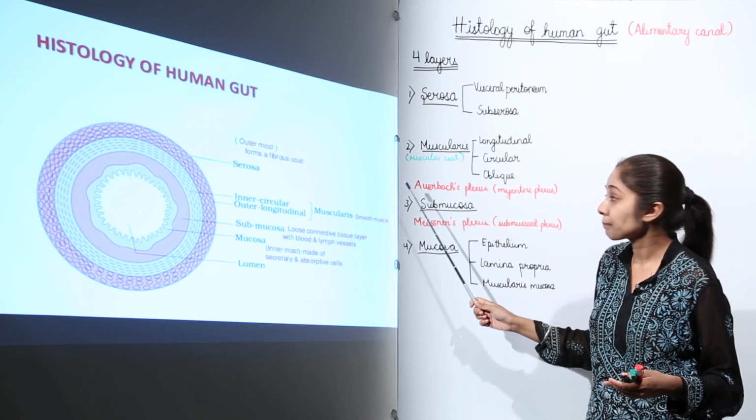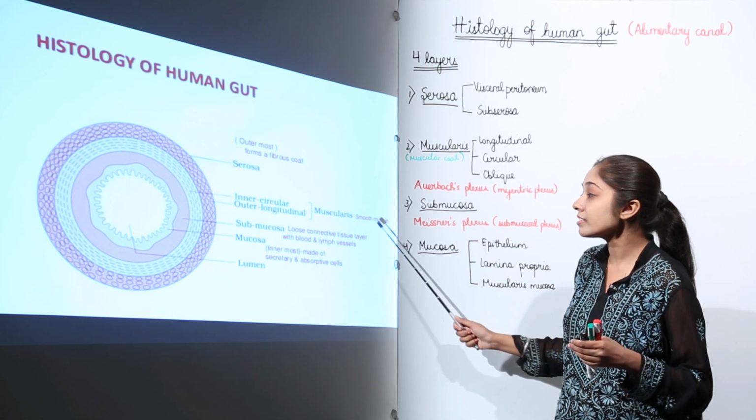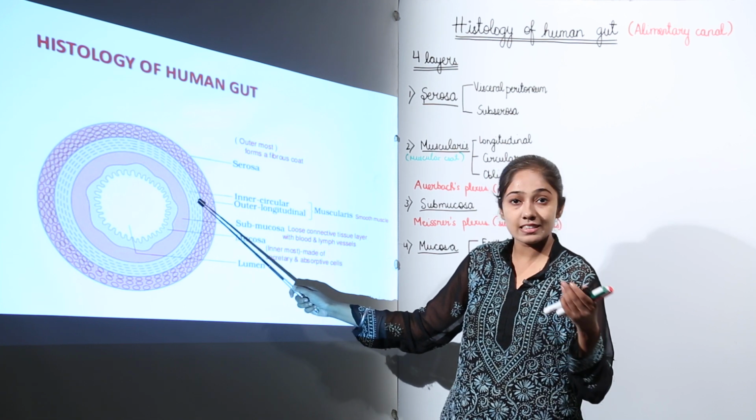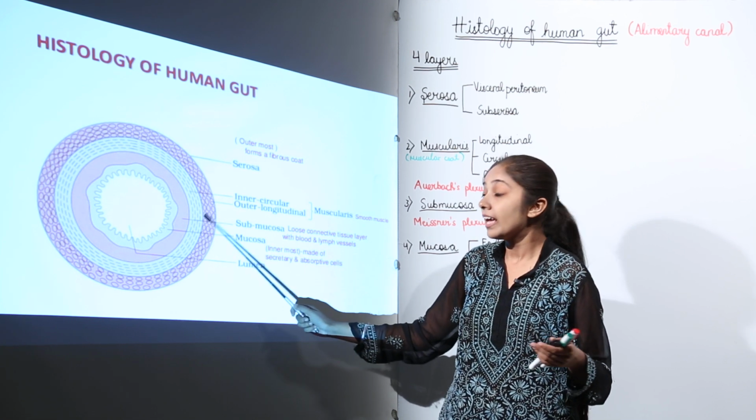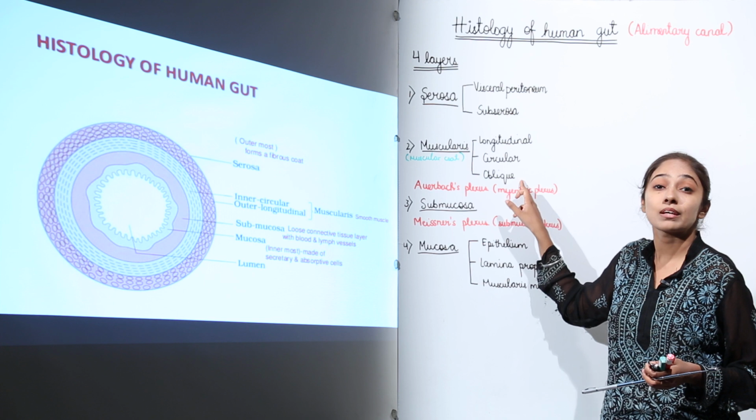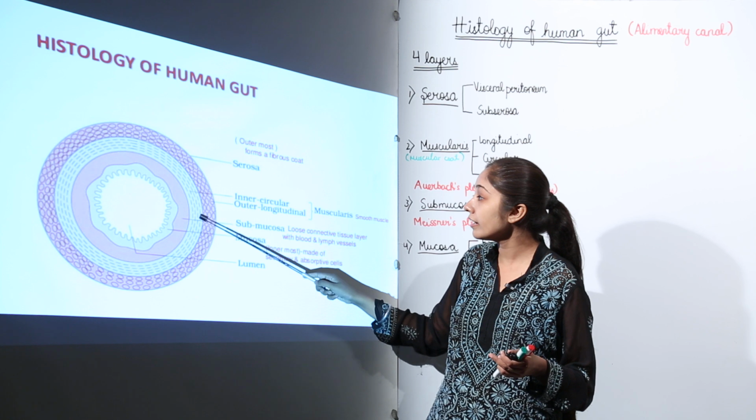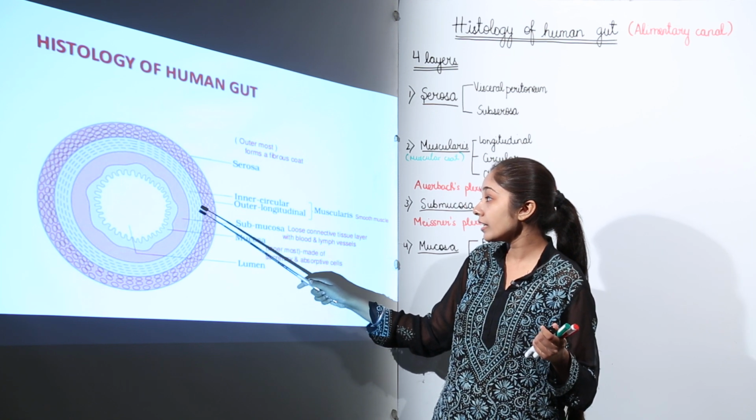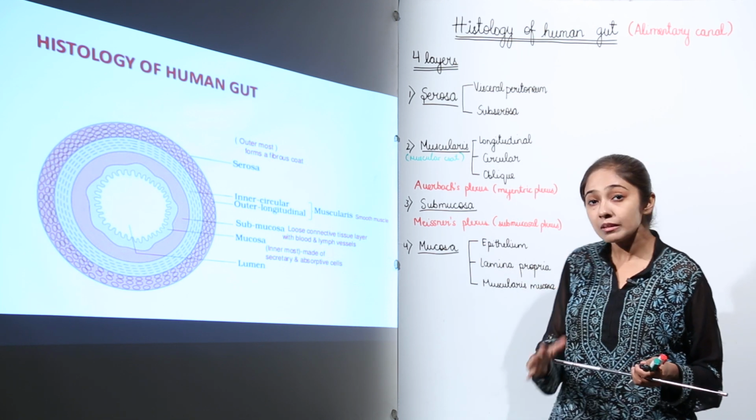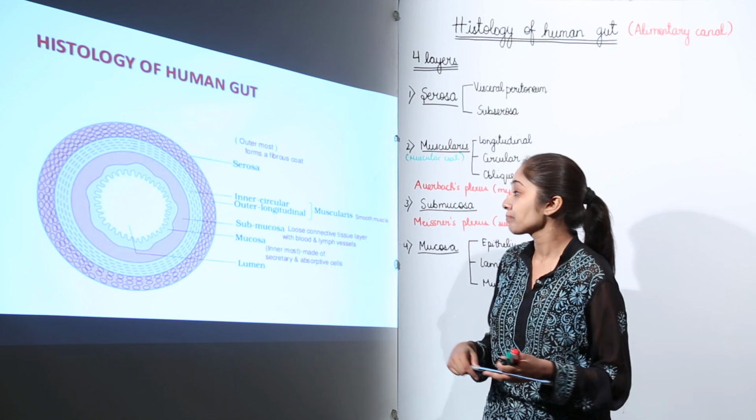We have muscularis. Now this muscularis or muscle layer is formed of smooth muscles. We have first of all the longitudinal muscle layer and inner to this the next layer is made of circular muscle layer. And in case of stomach we have another muscle layer that we call the oblique muscle layer, right. This oblique muscle layer is absent in case of the intestine and the esophagus.